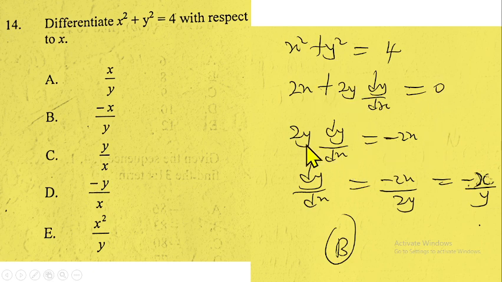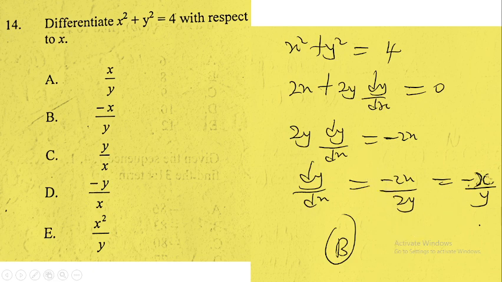Then from there you can take times 2x to this side. Then you add 2y dy/dx equals minus 2x. Our aim is to find dy/dx, because we are differentiating. So how do we get dy/dx? By dividing both sides by 2y. If you divide both sides by 2y, that gives dy/dx equals minus 2x over 2y.